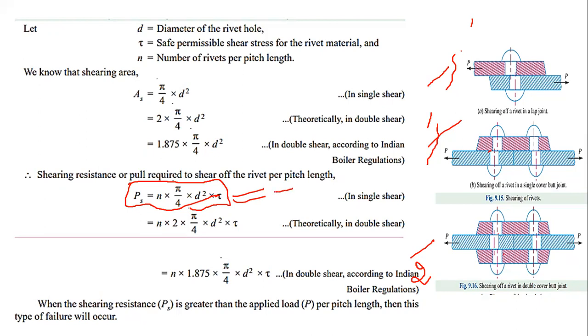For single shear, this formula is for lap joint and single strap butt joint. This formula is used for double cover butt joint, that is double shear. For boilers, you have to use this formula.